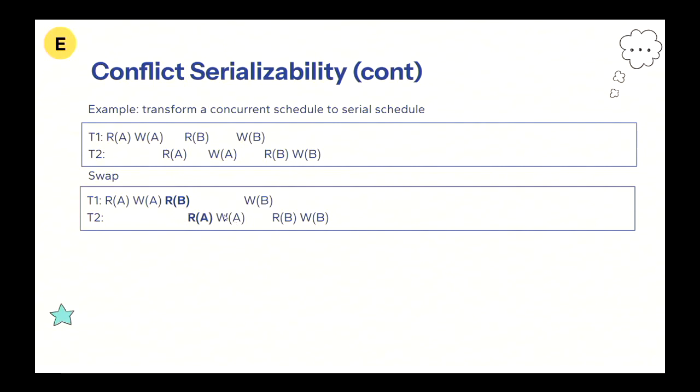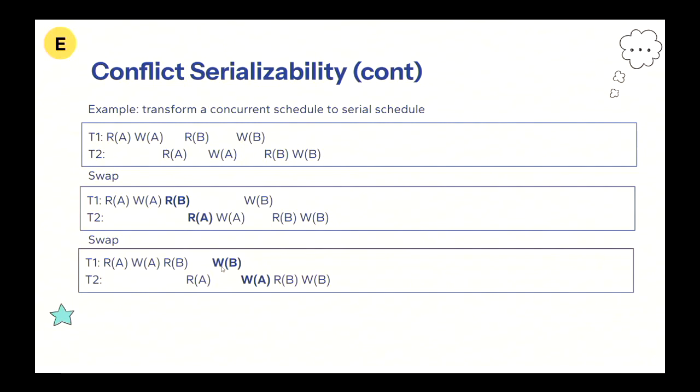Then let's do the next swap. Write A and write B. Can we swap their execution order here? Yes, because they are writing to different data items. So we can swap the execution order here. And then there's nothing left for us to swap.